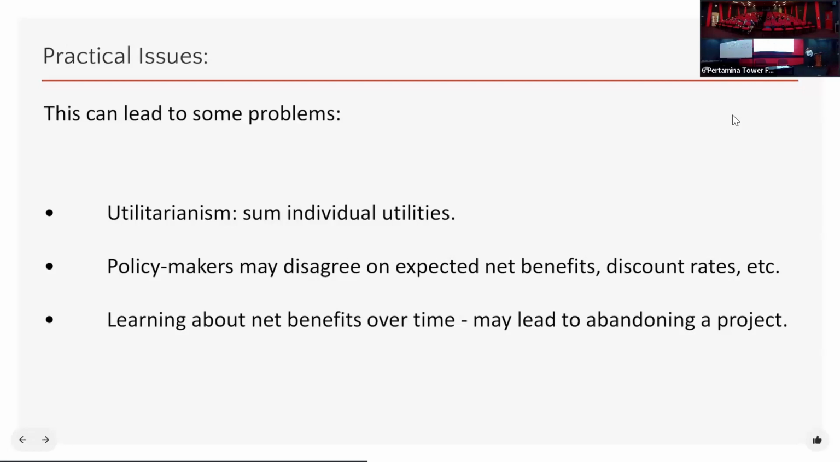Policymakers may disagree on the expected net benefits and the discount rates. You can see this every day on the news. Okay, so what are they talking about now in Indonesia? Well, the president is saying, well, my discount rate, I think I'm going to do great for the country, putting in some social welfare function, and the resistance is saying, well, actually, that doesn't make sense, okay? There is this political disagreement. Learning about net benefits over time may lead to abandoning projects. So that's also one of the issues.